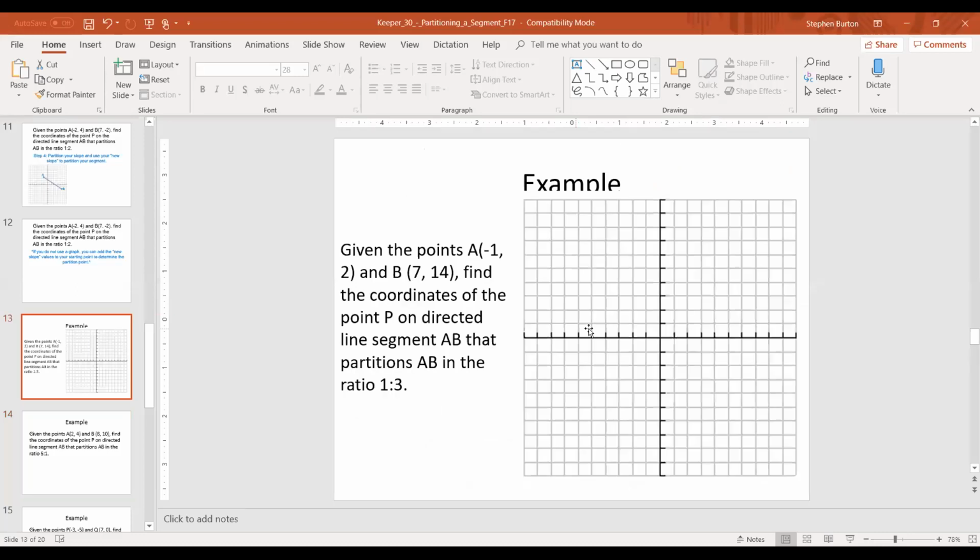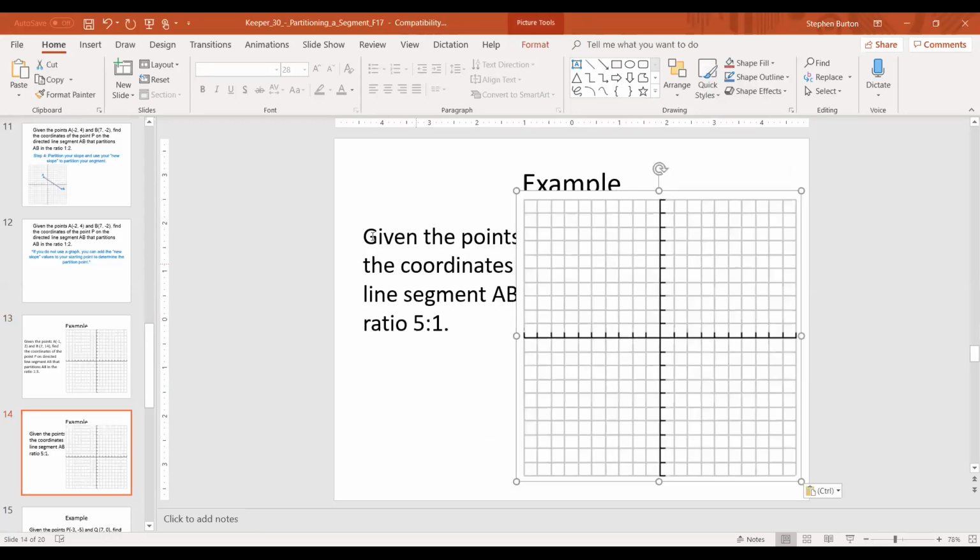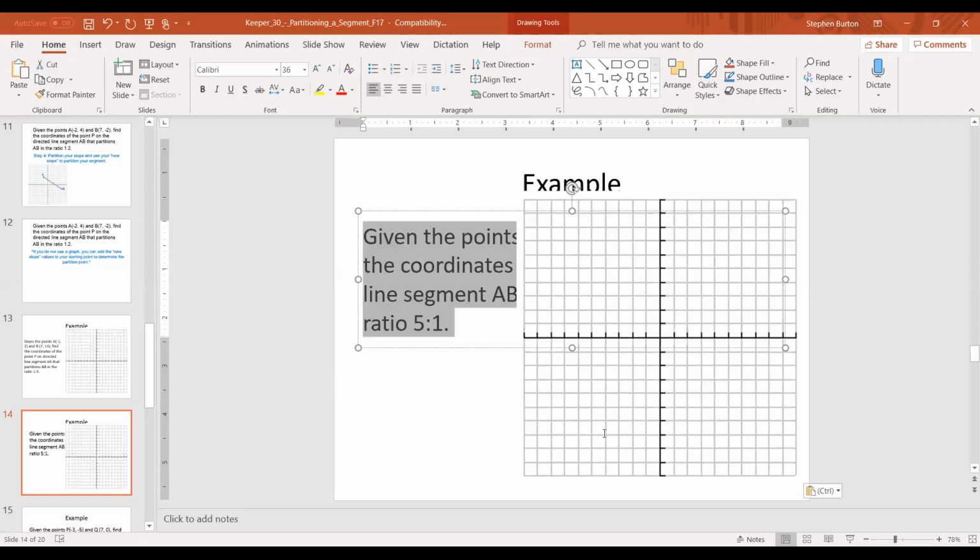I'm going to take this, go here, paste it, all this down. Put this back here. All right, much better.